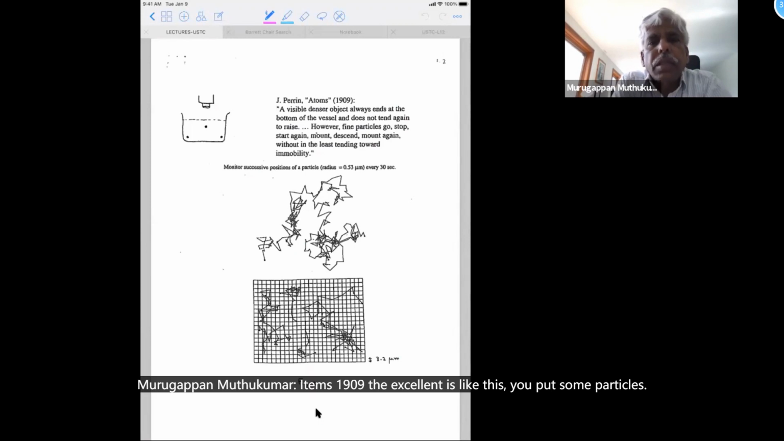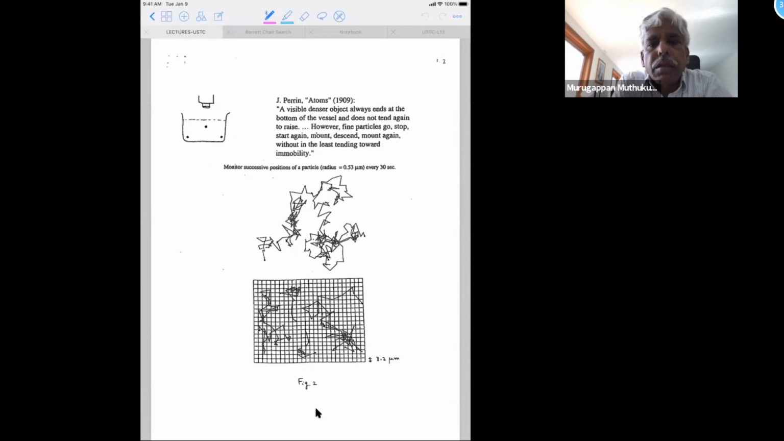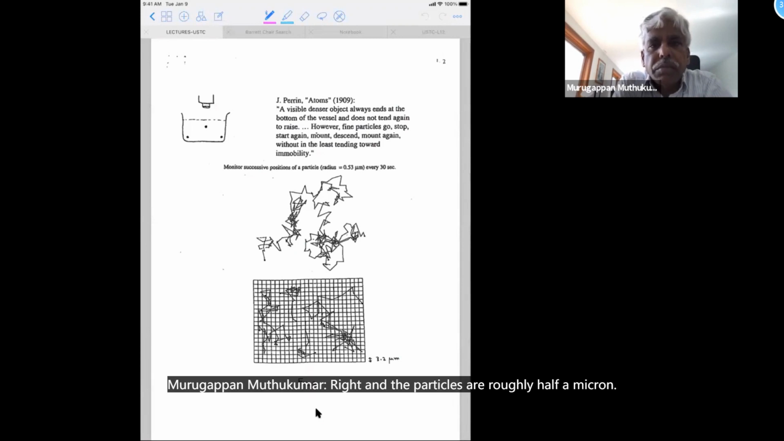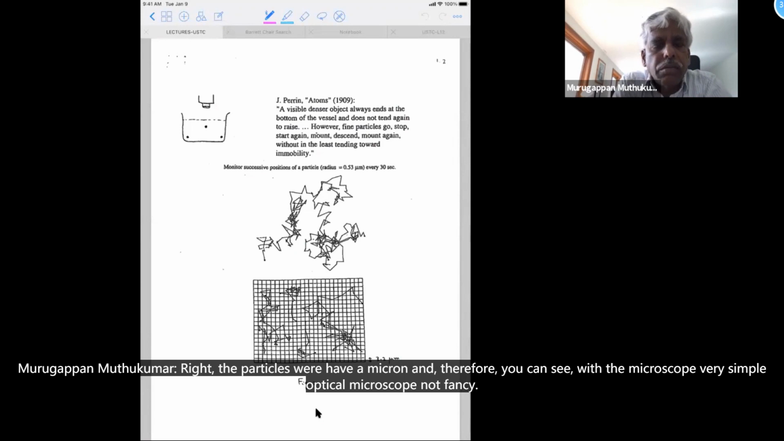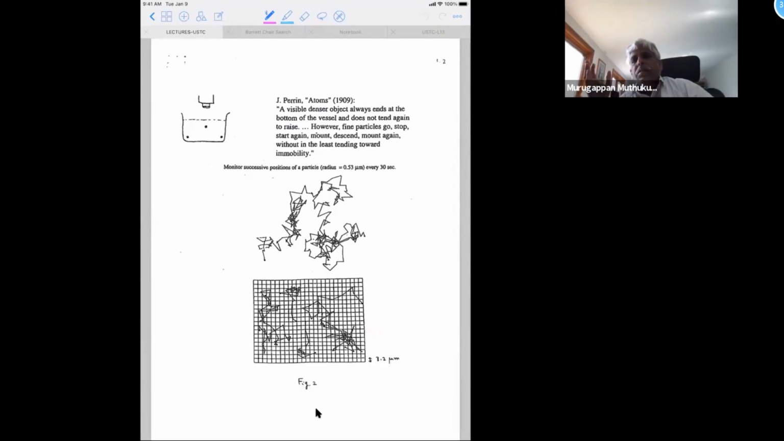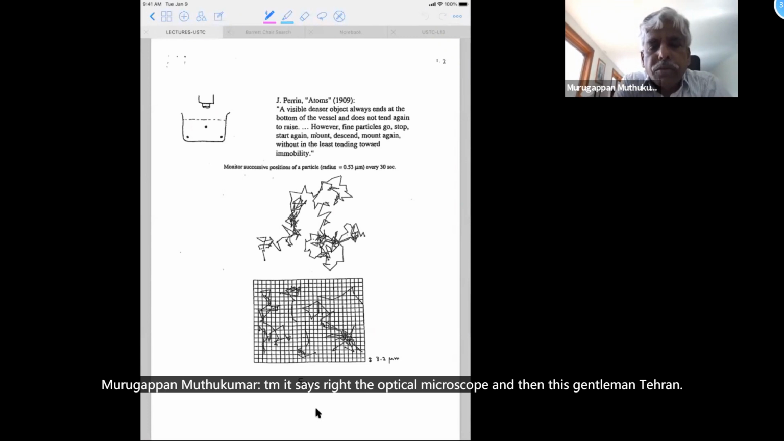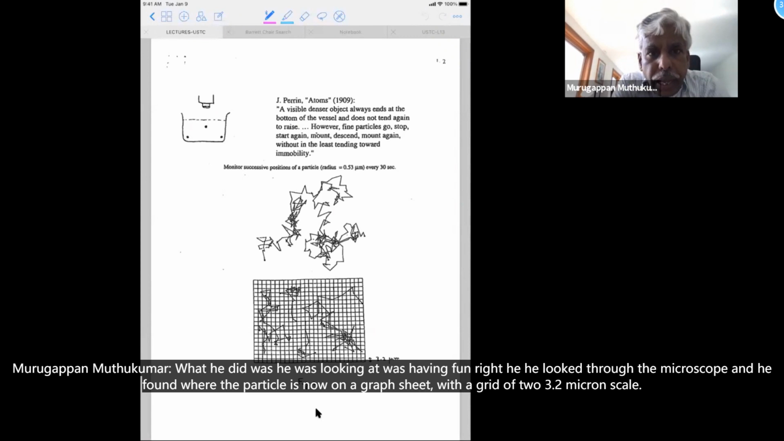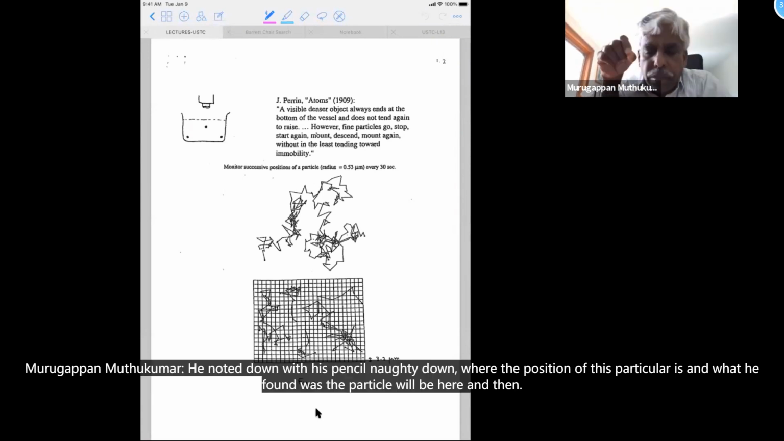The experiment is like this. You put some particles, right? And the particles are roughly half a micron, and therefore you can see them with a microscope, a very simple optical microscope, not a fancy TEM, et cetera. Then this gentleman, Perrin, was having fun. He looked through the microscope and found where the particle is. And then on a graph sheet with a grid of 3.2 micron scale, he noted down with his pencil the position of this particle.